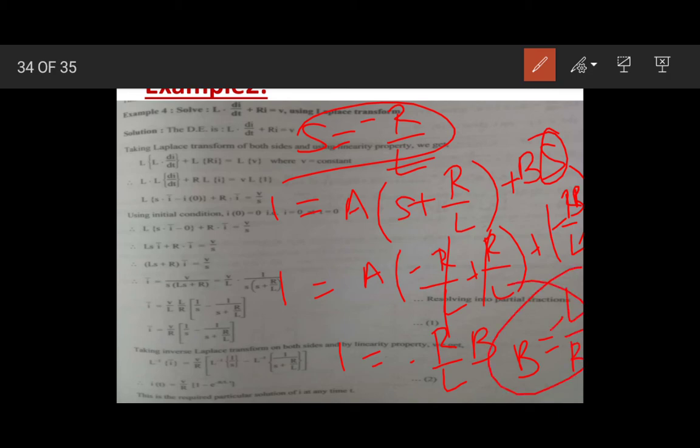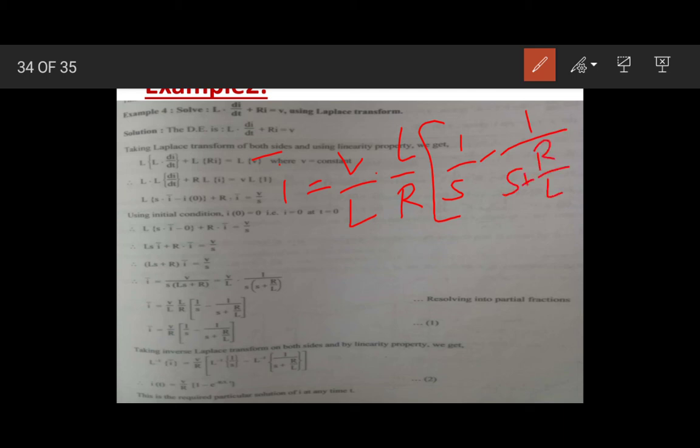This is the B. So by substituting A and B value in equation, we get I bar is equal to V upon L into L upon R is common, 1 upon S minus 1 upon S plus R upon L. Okay. So this is the final term of I bar.